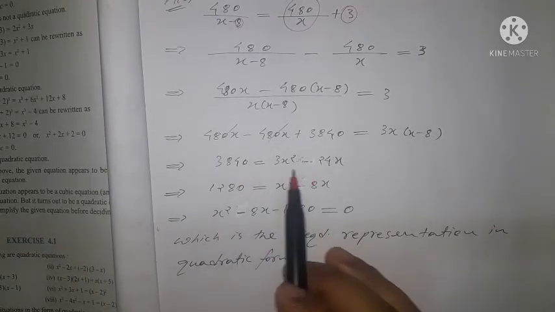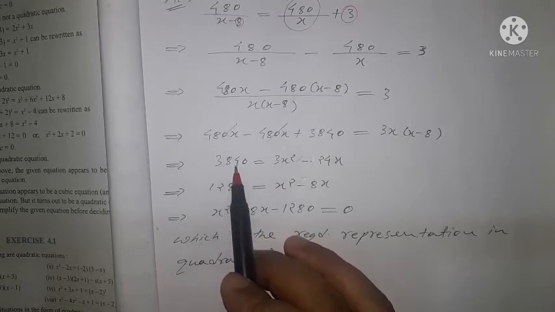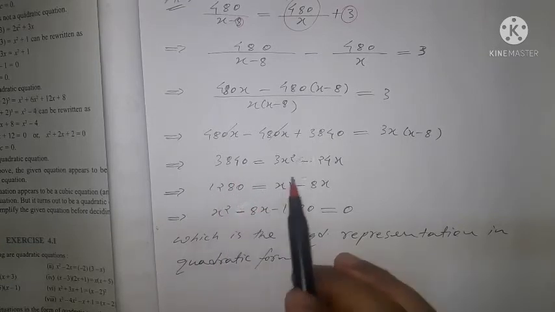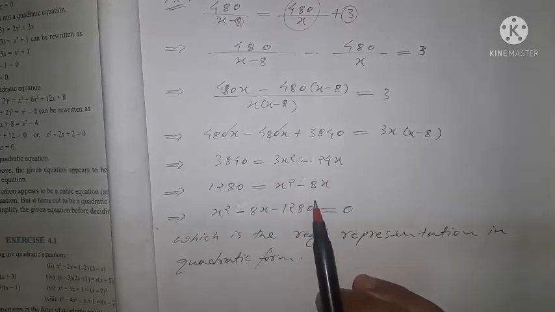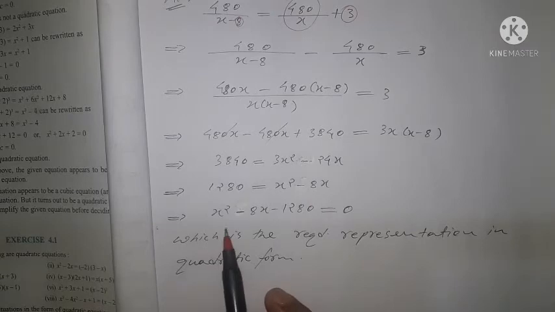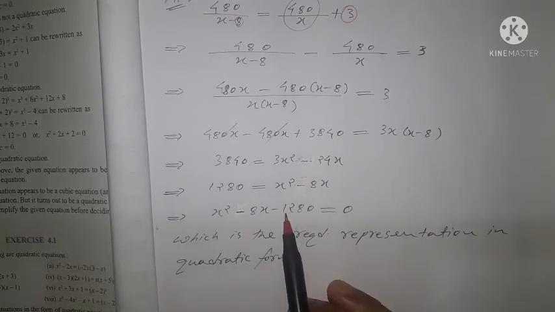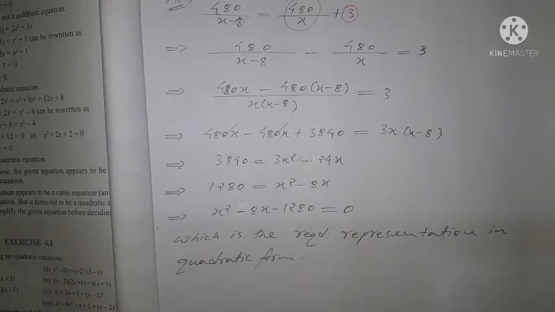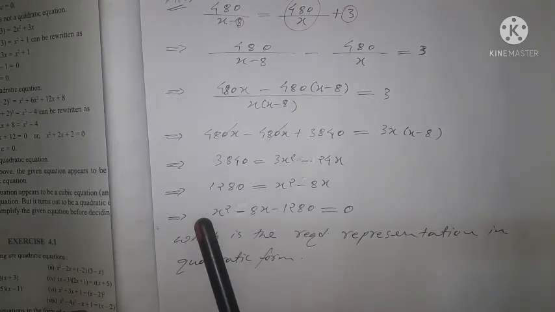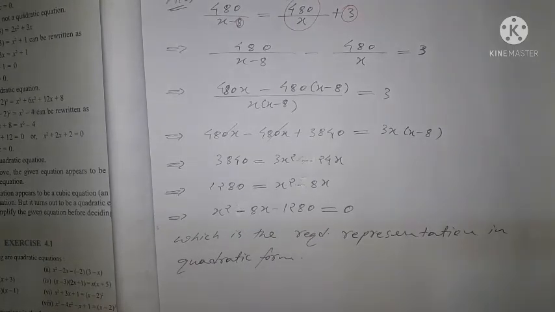We can divide both sides by 3. If we divide both sides by 3, 3840 becomes 1280, 3x square divided by 3 leaves x square, and 24x divided by 3 is 8x. So x square minus 8x, and the 1280 goes to the other side and becomes minus 1280, equals 0. This is the required representation in quadratic form. That means it is in the form of ax square plus bx plus c, where the value of a is 1, the value of b is minus 8, and the value of c is minus 1280.